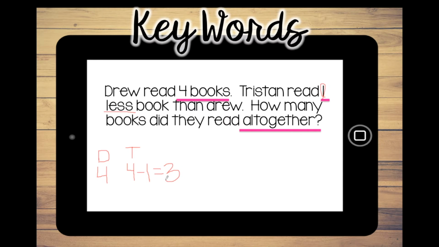We're not finished though, because the question asks us, how many books did they read all together? So we had to find how many Drew had and how many Tristan had. Then we have to add them together. So we're going to add Drew's and Tristan's. So we're going to add 4 plus 3, and that equals 7. Don't forget your label, books.